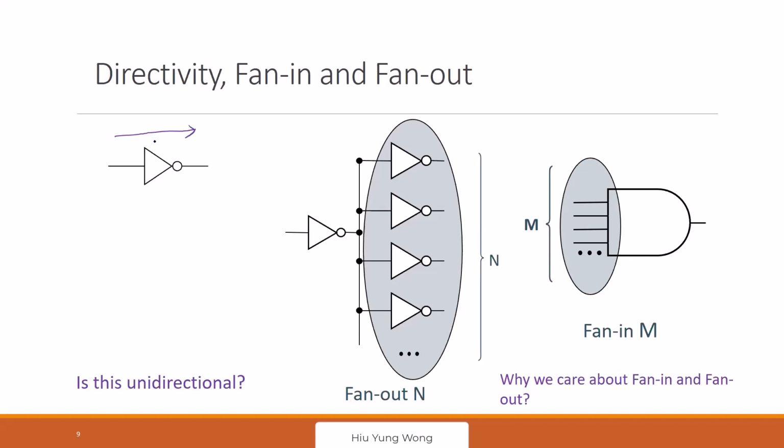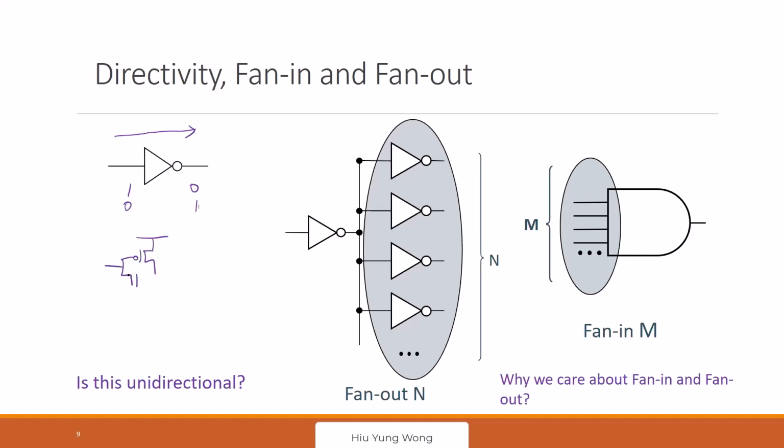If I draw this to you, is this unidirectional? This is an inverter. Yes, it is, right? Because the input determines the output. If input is 0, output is 1; input 1, output 0. If you put output 0 or 1, you are not going to affect my input. Well, the symbol is that, but how about the real implementation? Well, that depends on how you implement.